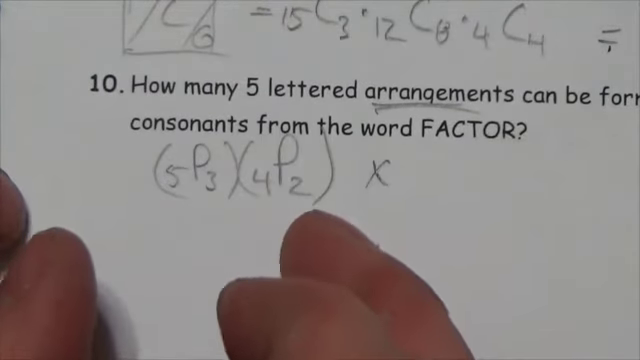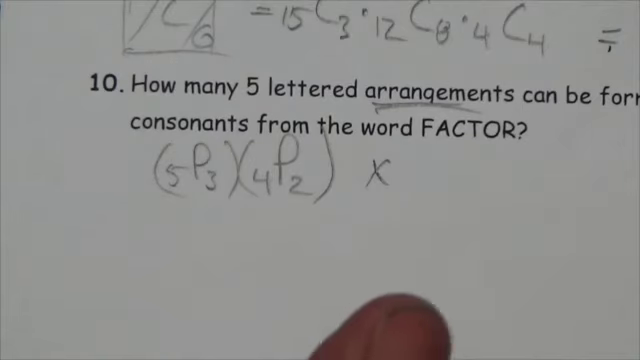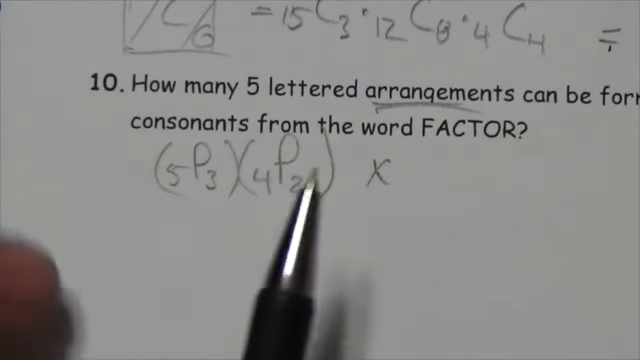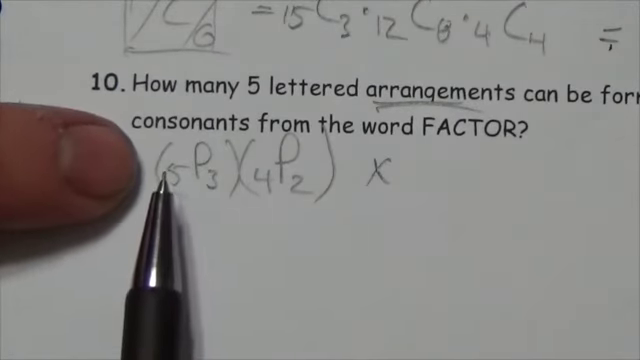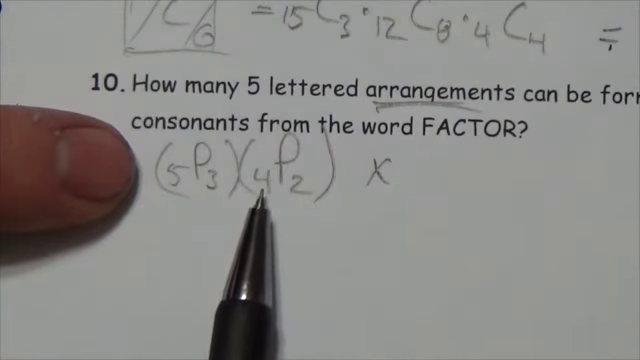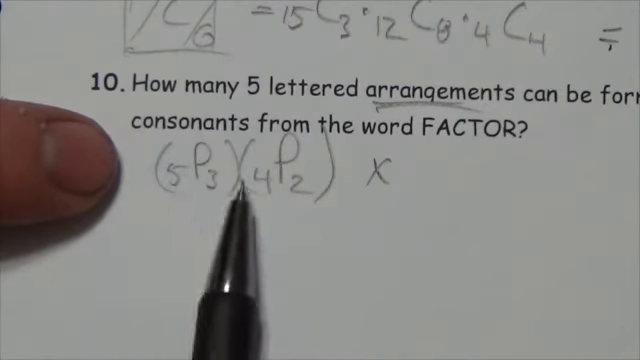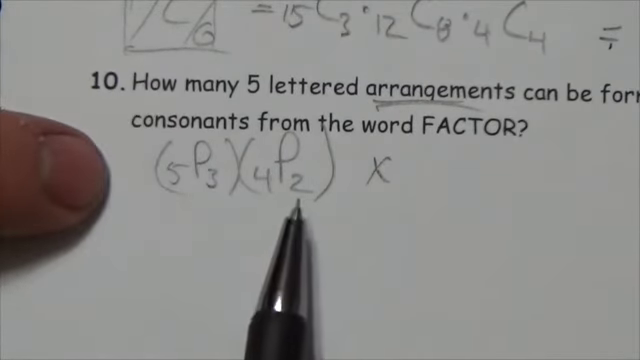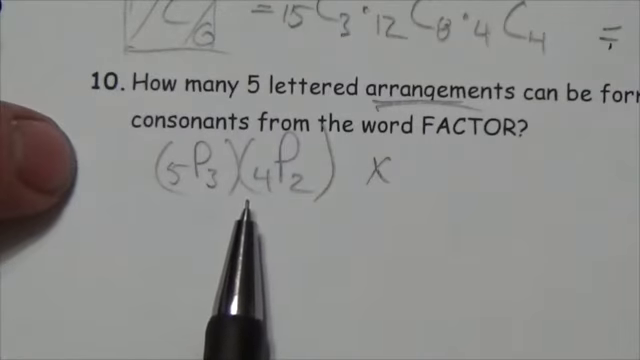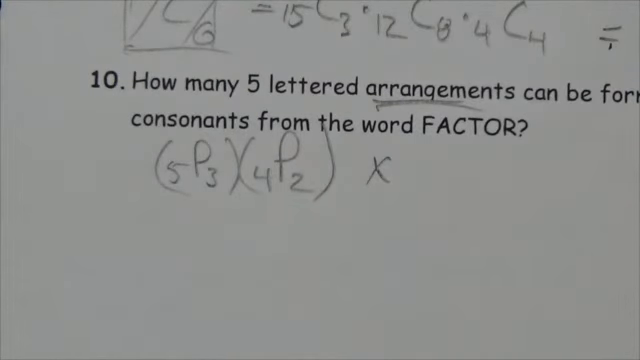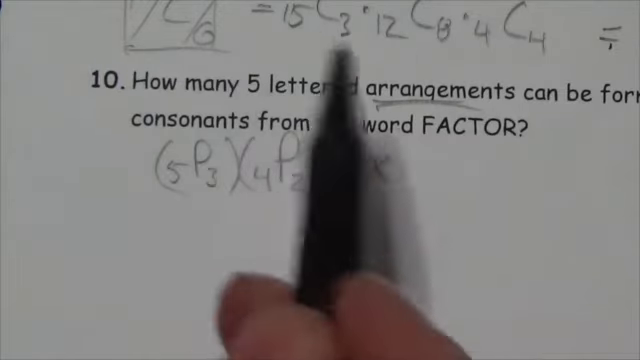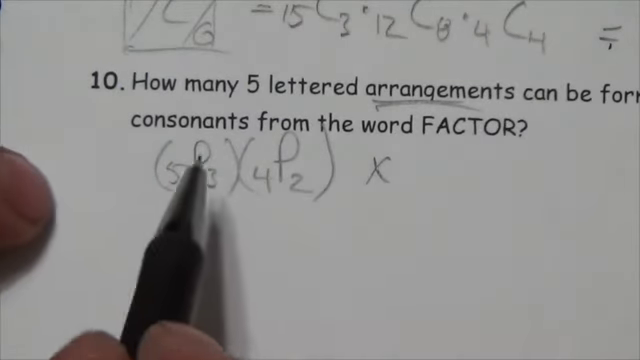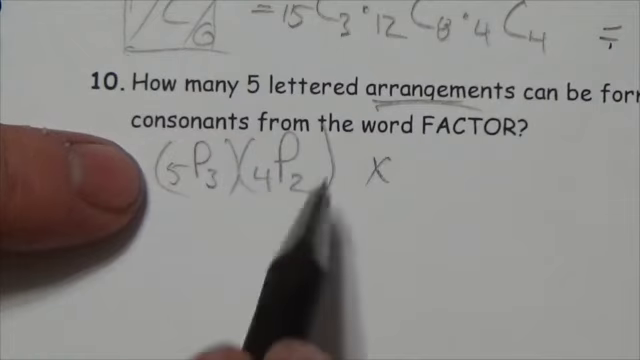This is incorrect. And the reason it's incorrect is significant, and it's something you want to be looking out for. When you write it like this, 5P3 multiplied by 4P2, what you're suggesting is that the vowels always come first and the consonants always come last. There's no mixing. But that's not really the spirit of this problem. The spirit of this problem is that you're mixing the letters up. You're looking for the 5-letter arrangements. I'm arranging all 5 letters. Here you're not. You're arranging 3 of them, and you're arranging 2 of them.